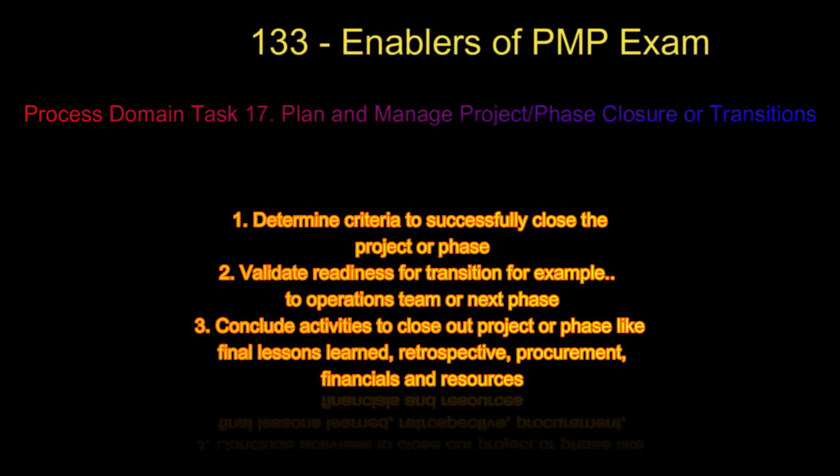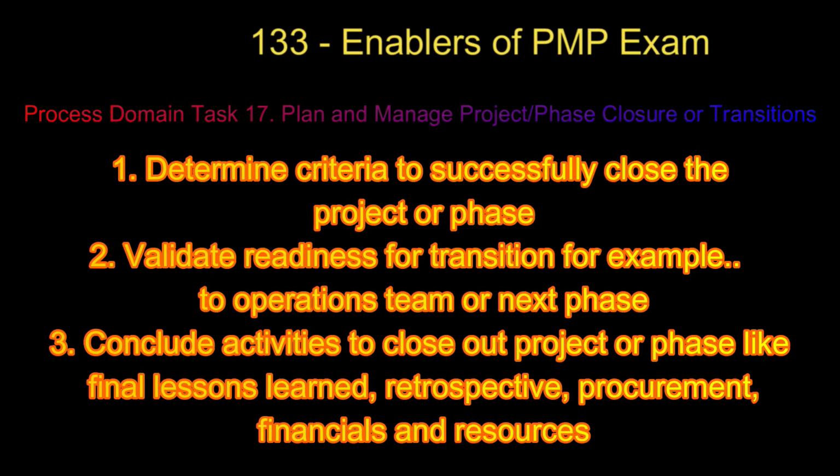Process domain task 17. Plan and manage project phase closure or transitions. This task has three enablers. First, determine criteria to successfully close the project or phase. Second, validate readiness for transition, for example, to operations team or next phase. Third, conclude activities to close out project or phase like final lessons learned, retrospective, procurement, financials, and resources.